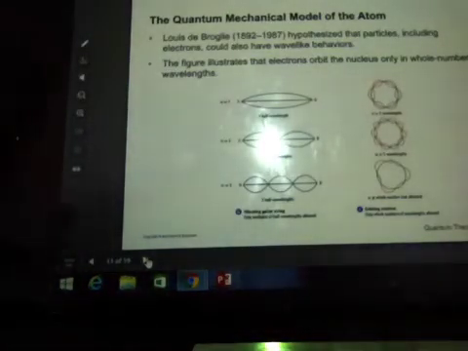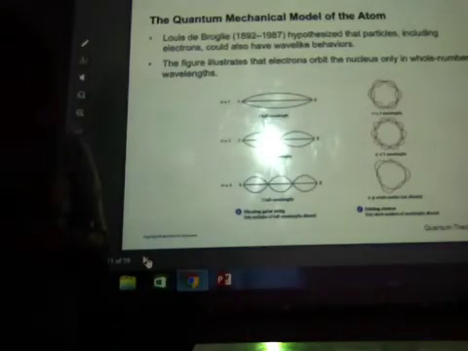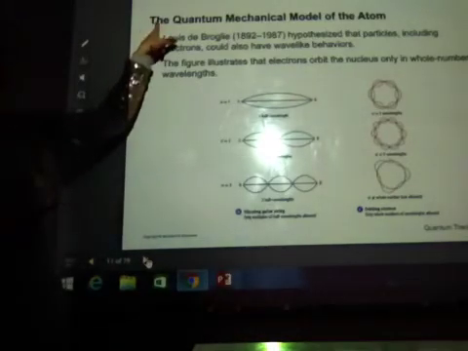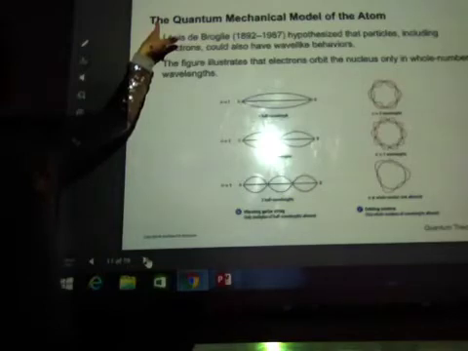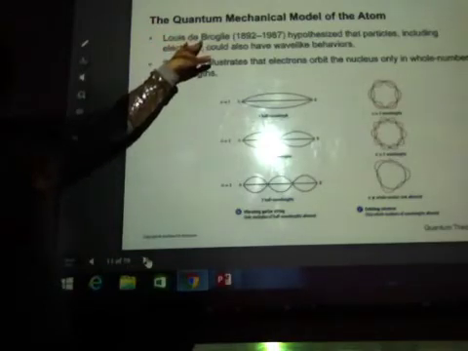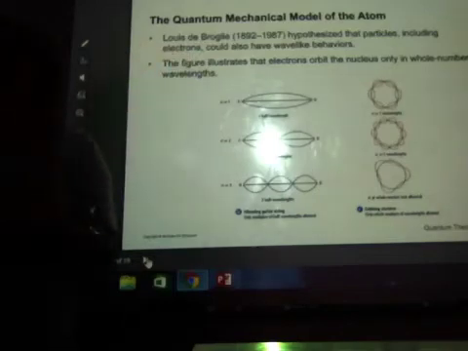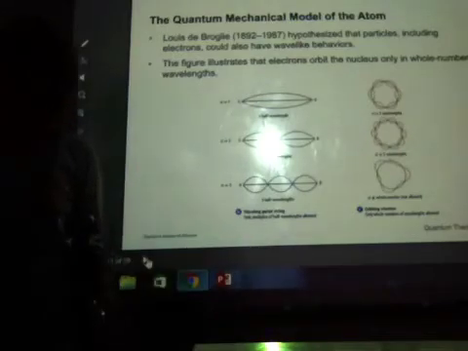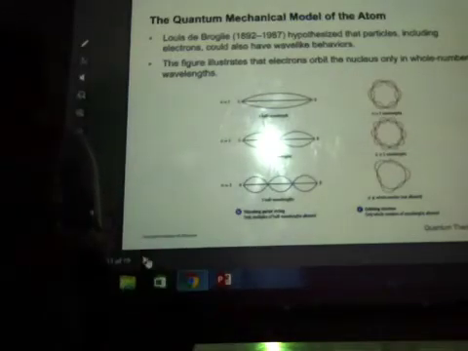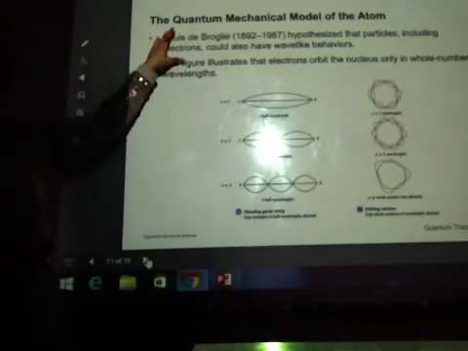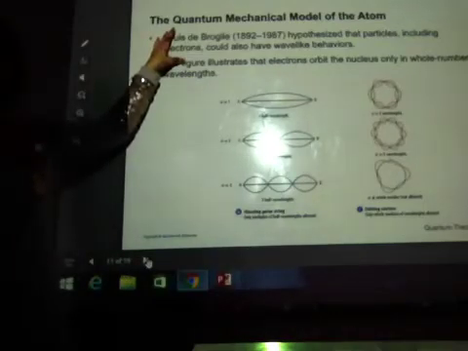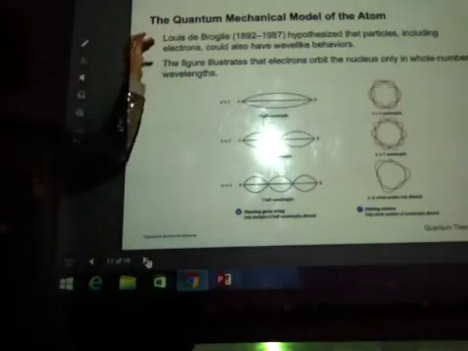So, moving on, after Bohr's model, then we have the quantum model. So de Broglie hypothesized that particles, including electrons, could have wave-like behaviors. So they don't only act like particles, they act like waves. That question was on your last test, and very possibly could be on the next test. Same thing, I can look at it as a particle, I can look at it as a wave.